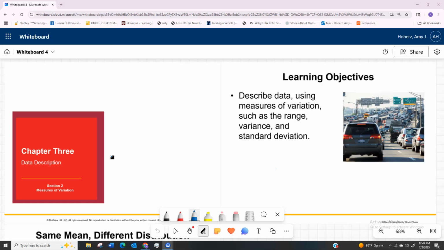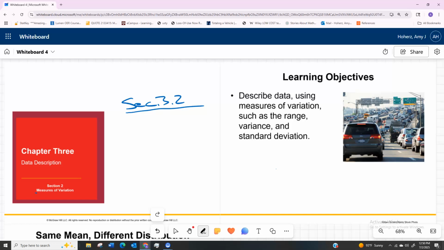Welcome back, everyone. We're going to continue today with Chapter 3. We're on Section 2. And our topic today, we're still talking about data description. Section 2 covers what are called measures of variation.